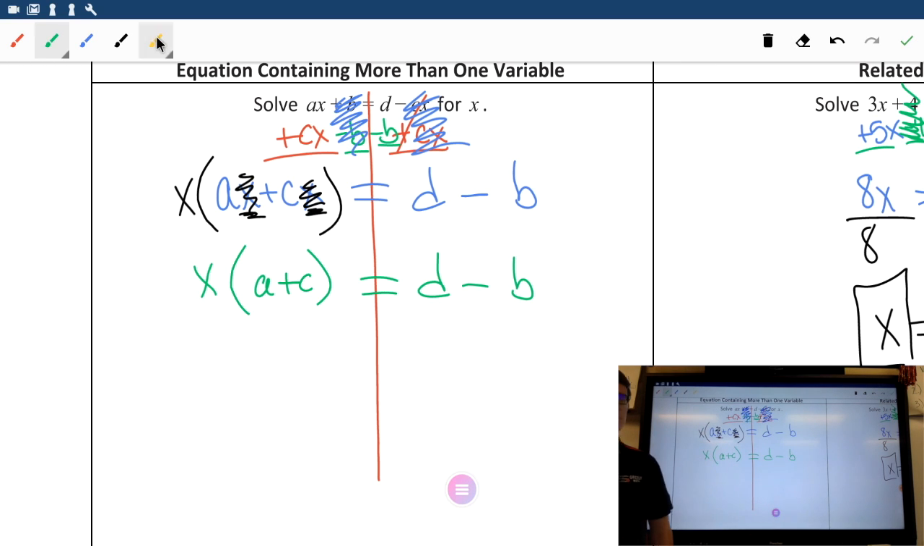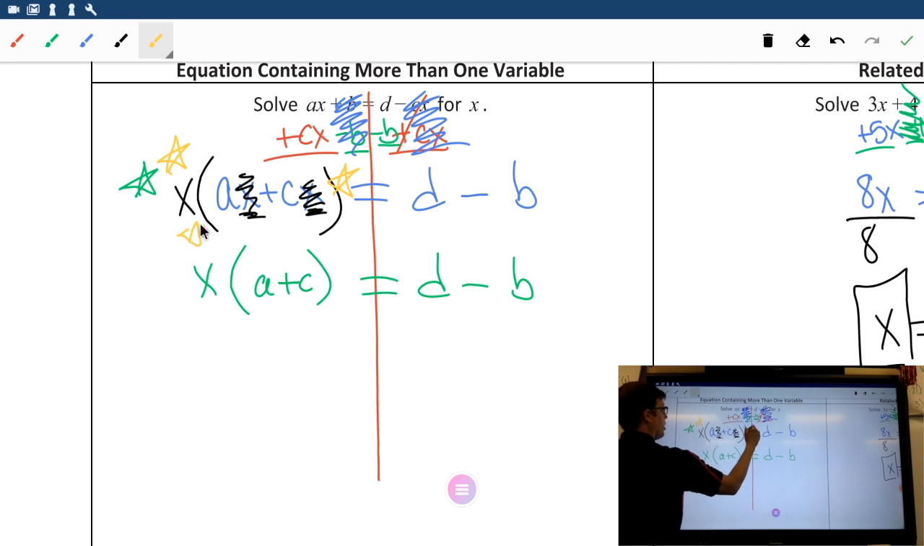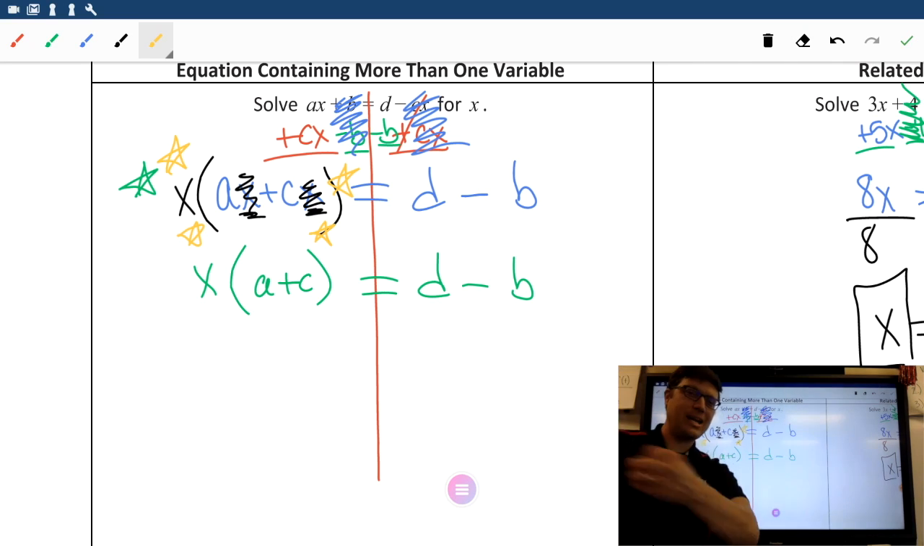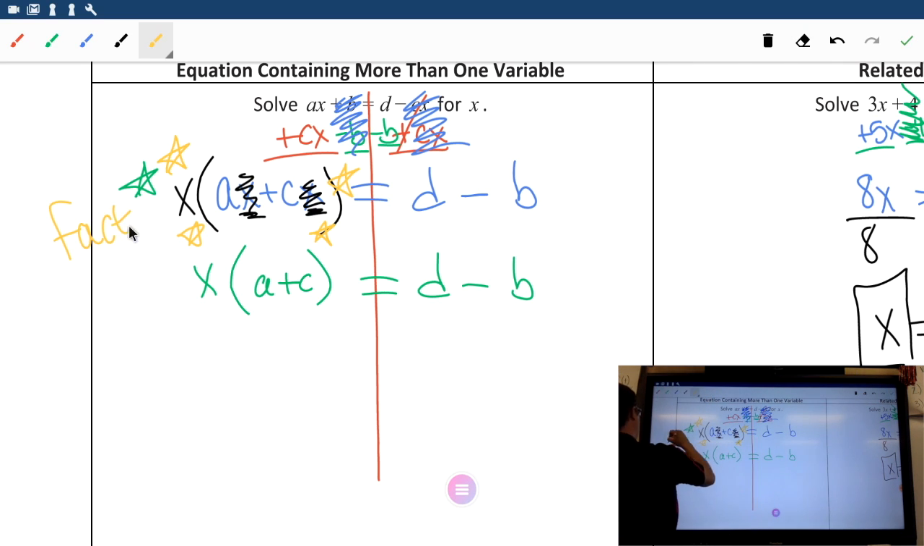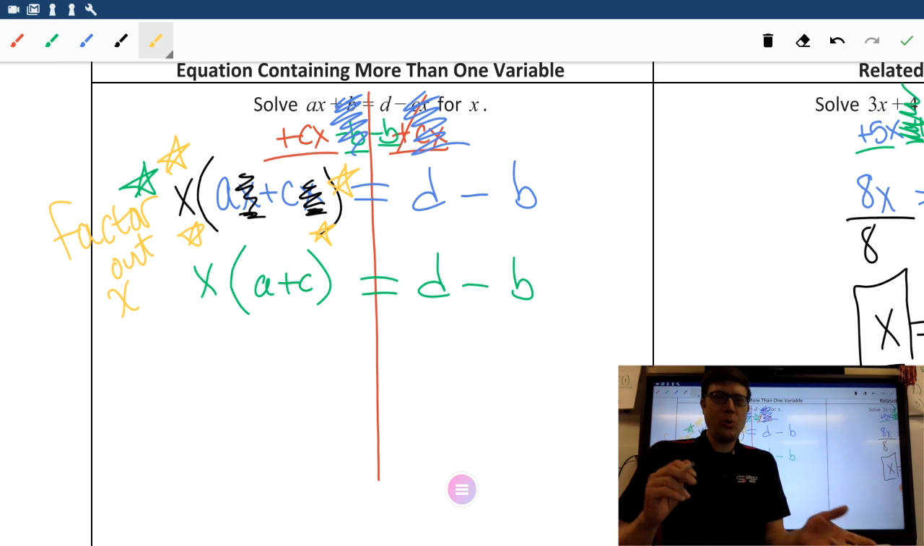This step is necessary. It deserves a gold star. This step is so important because that's the step of factoring out x. So I'm going to write it: factor out x. Like, you have to do that. That's the only way you can get x by itself.